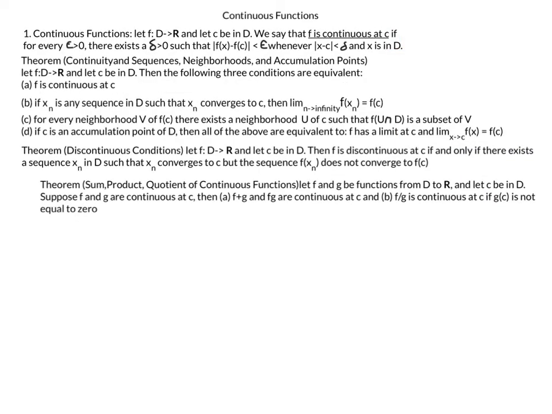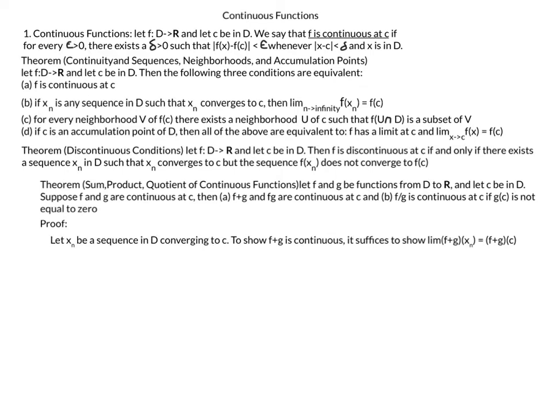Next, we have a theorem relating the sum, product, and quotient of continuous functions. So if f and g are continuous functions, and c is in the domain, then f plus g and f times g are continuous at c, and f divided by g is continuous at c if g(c) is not equal to 0. For our proof, we're going to use our theorem that relates continuity to sequences, neighborhoods, and accumulation points. In particular, we're going to use sequences, so that is part B here.